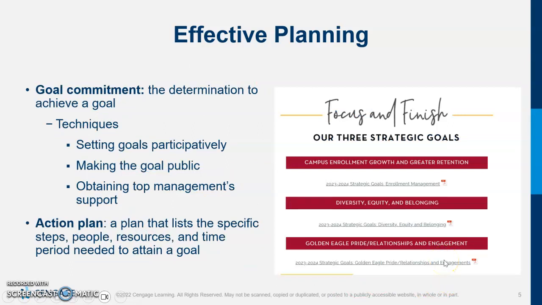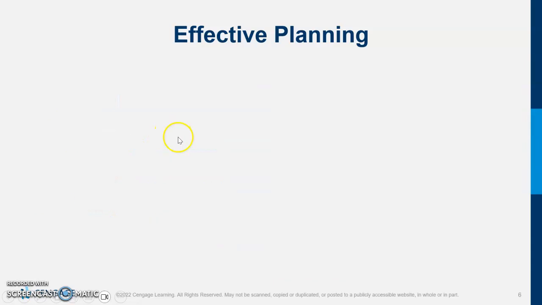In order to get people to commit to goals, we first have to set the goal. One way this can be done is to set goals participatively, getting other people involved, and to make the goal public so everybody knows what the organization's goals are, with support from top management. On the screen, I have a screenshot from the University of Minnesota-Crookston Strategic Planning website, which shows our 3 goals. If you click on any of these links, it brings you to the action plan that lists the specific steps, people, resources, and time periods in which these goals need to be attained.